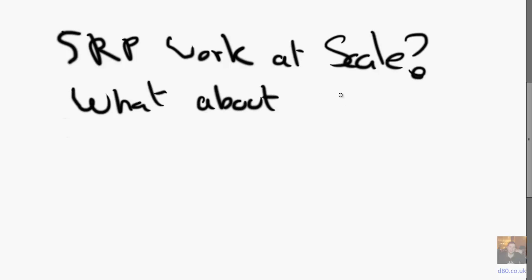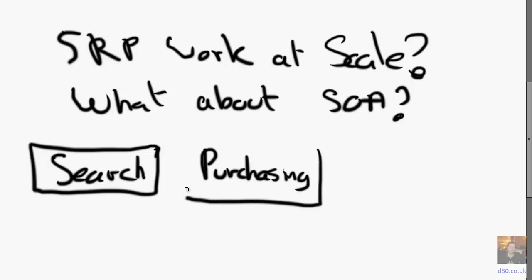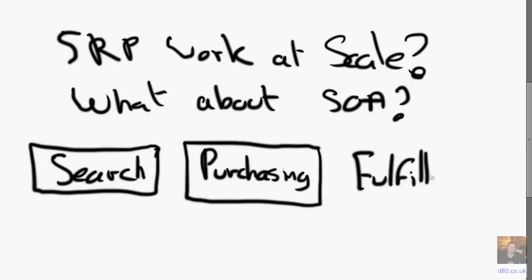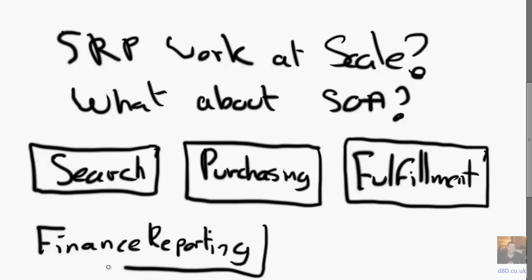So single responsibility at scale, what about SOA? If you think of it as the larger picture, you can have a search system that's only worried about search, purchasing, and fulfillment. These things only worry about one system. This is the kind of way that we're increasingly looking at our code. You can have a finance reporting system. And that's really single responsibility in a nutshell.